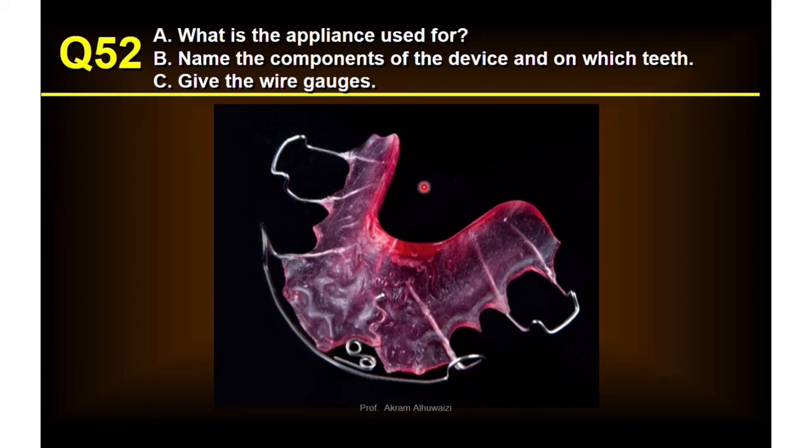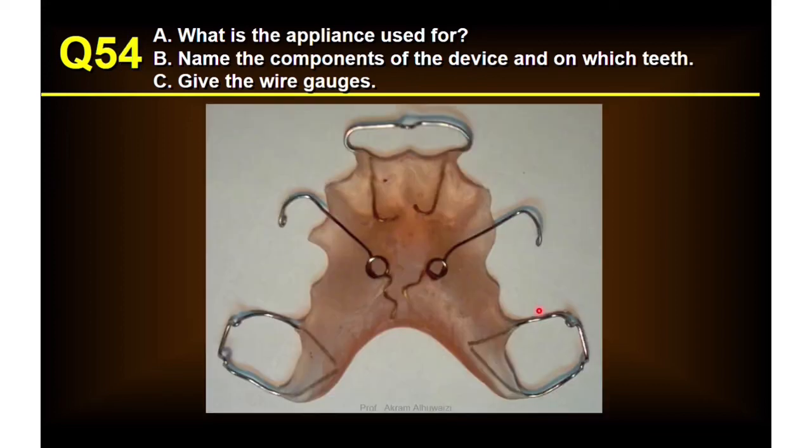Give the wire gauge. The wire gauge is 0.7 mm for Adams clamps and labial bow, and then 0.5 mm for Z spring. What is the appliance used for? This appliance is used to move the upper canine distally. Name the components of the device and on which teeth.